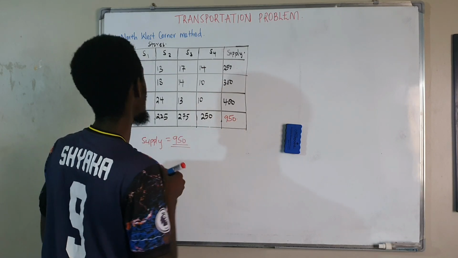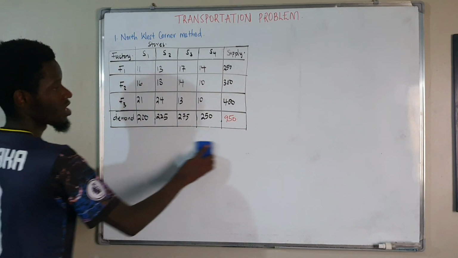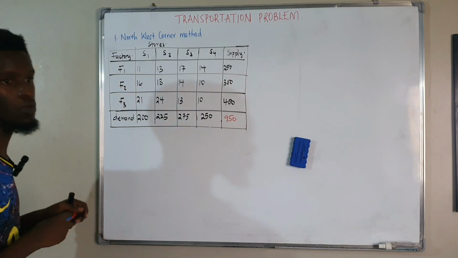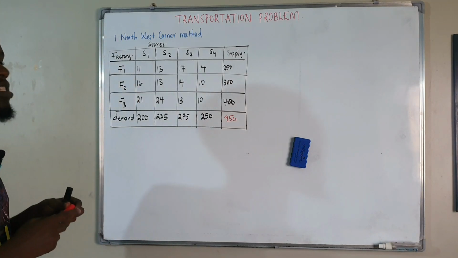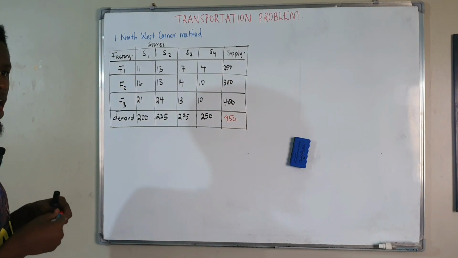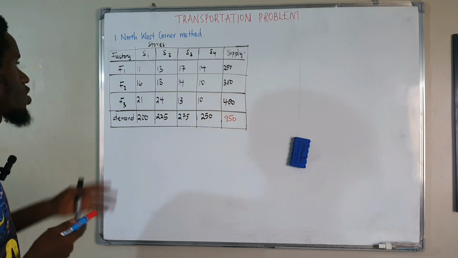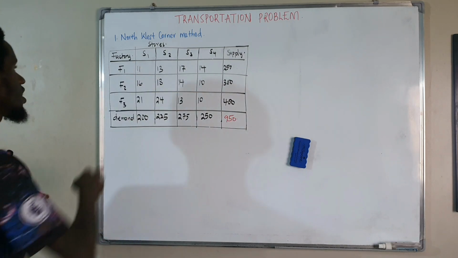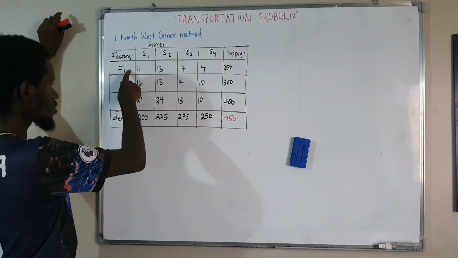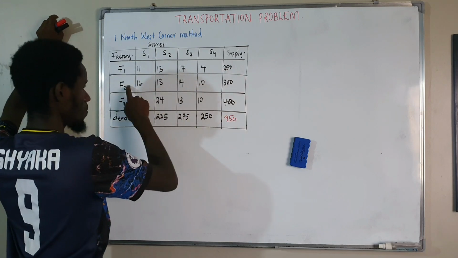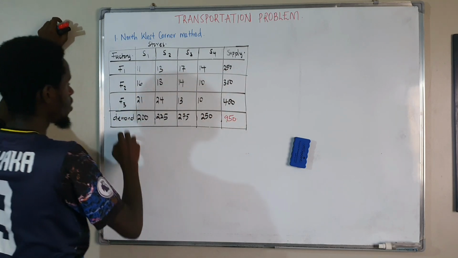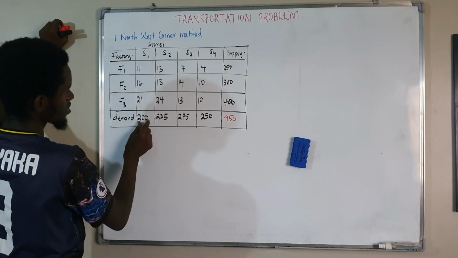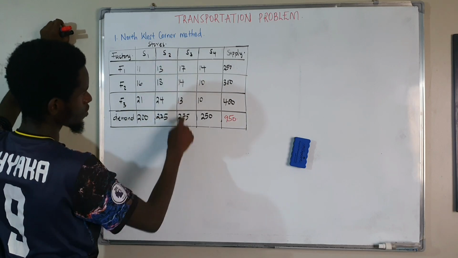Therefore, we are able to use our methods: the northwest corner method, Vogel's approximation method, and the least cost method. Now, I just want to take you through how we explain this table. These are the factories. Look at this table. The factories are supplying this amount, and these stores are demanding this amount, which is down here.